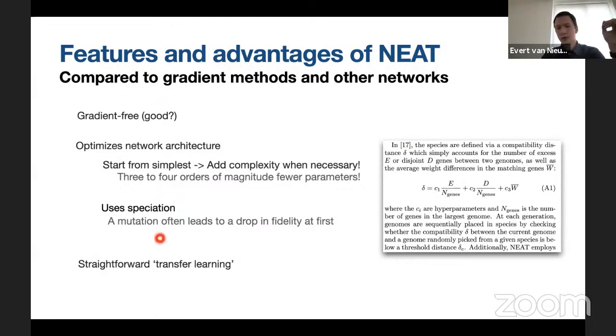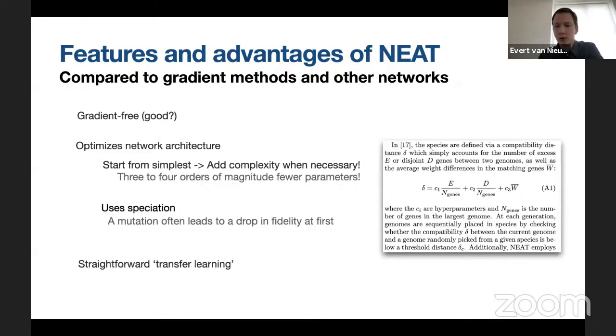It belongs to one of the species. Maybe it's a species by itself because it's so different from all the rest. And if it's so different from all the rest, there's only one of them because it's much more complex. Most likely it has a whole bunch of random weights, so it doesn't perform very well. And that means in the next step it immediately gets thrown out, because each species by itself is considered here.